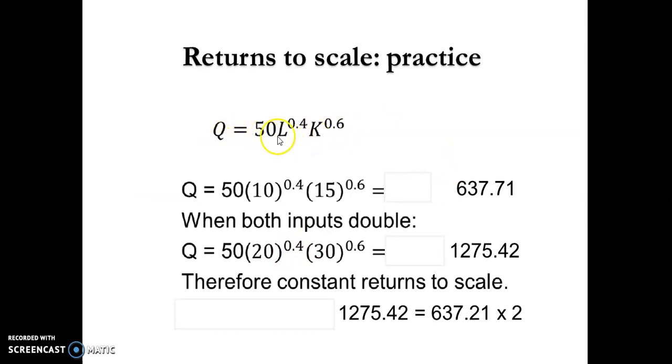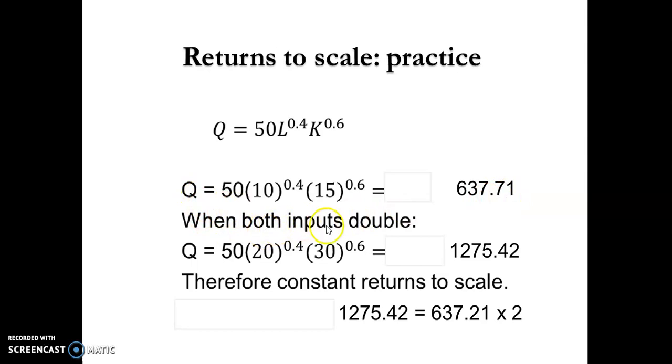So let's have a look for the first example, right? Here your Q is equal to 50L to the power of 0.4 times K to the power of 0.6. So if I substitute, initially we had 10 for labor and 15 was your capital. If we substitute those values, we get 637.71. That is our output Q.